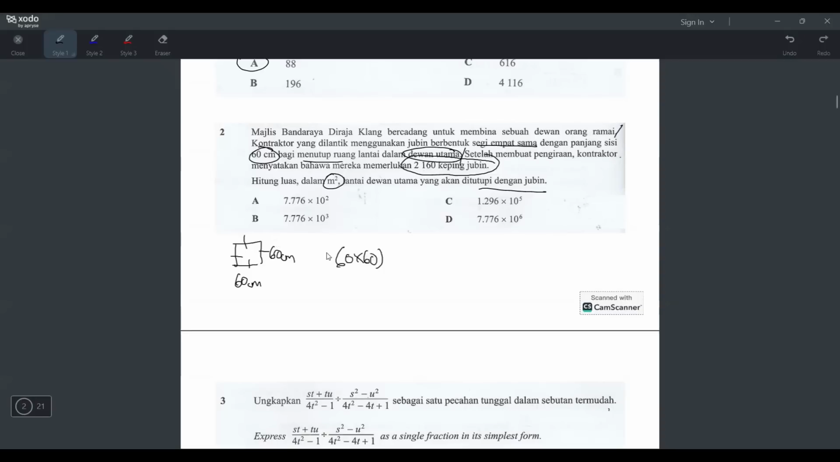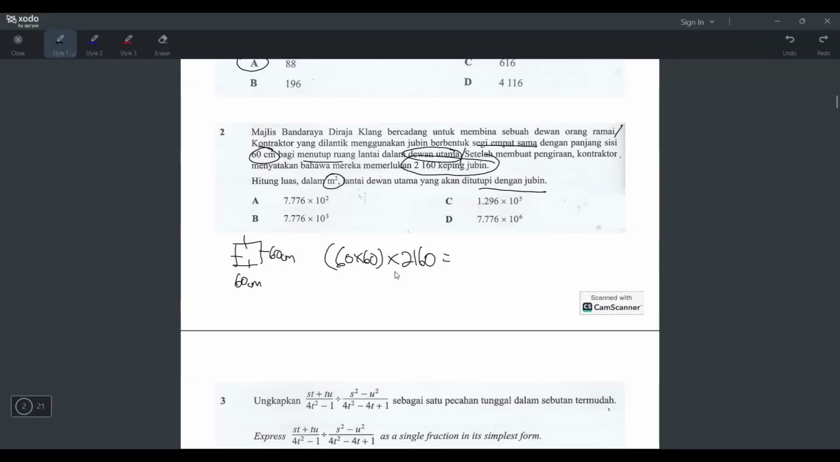60 darab 60. Alright? When you want to find the area of a square, that's how you do it. Just take the base times height, that's all. And then times with 2160. Because they said the lantai, you have to cover with this square, you have to cover with 2160 pieces. So if you tekan all this, then you will get the total surface area of the lantai.